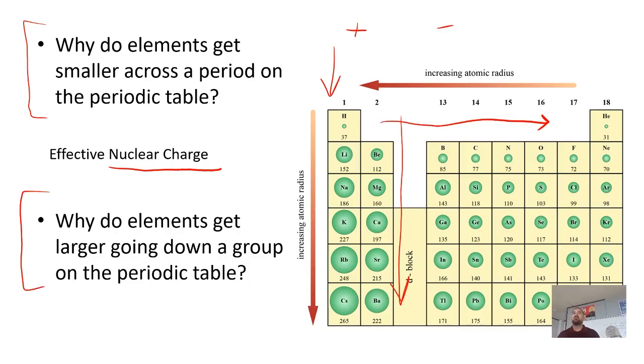What does lithium have that hydrogen doesn't? All right, more shells is correct. So how many shells in period 1? 1 shell. How many shells in period 2? How many in period 3?